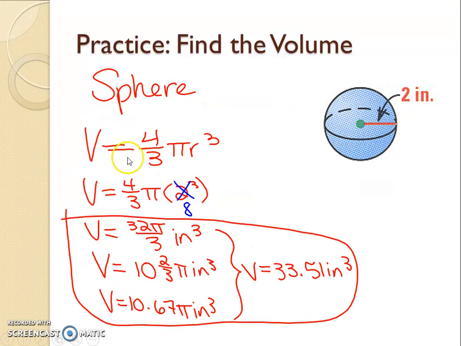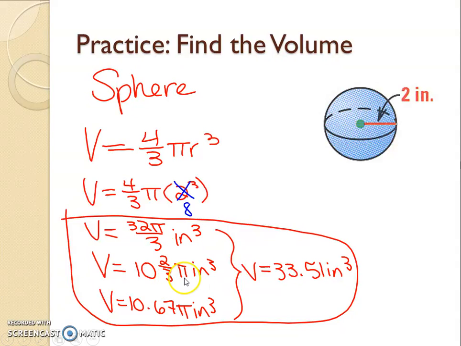When you do sphere, you're going to write sphere here. You're going to write V equals 4/3 pi r to the third power. So here the radius is 2, so 2 to the third power is 8. Do that first. And then you're going to do 4 times 8 is 32 divided by 3. 32 divided by 3 is 10 2/3, because 3 can go into 32 10 times.